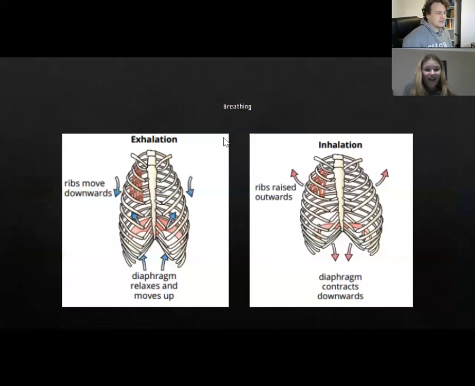So inhalation, the ribs raise outwards and the diaphragm contracts inwards. You can feel that with the way your chest goes when you take a deep breath. Breathe out, the ribs move back down and your chest relaxes.